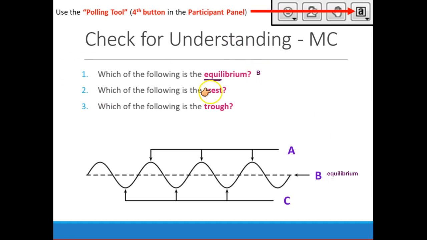Which of these is the crest? Which one is the crest? A or C? A or C, the top or the bottom? Which one is going to be the crest? Go ahead and get me your answer here. Use your polling tools.